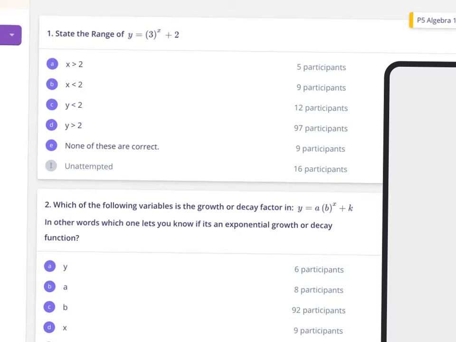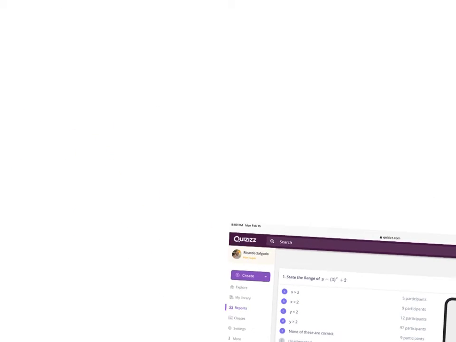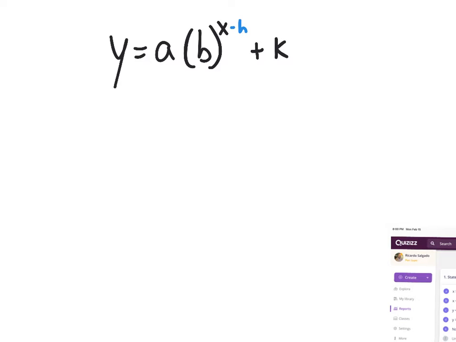Even before beginning with this exponential growth or decay quiz, let's go back and do some simple notes here, all right? We have y equals a times b to the power of x. And in algebra 2, you will have a minus h. That's why I put it in blue. But in algebra 1, we don't have that minus h, but we will have a plus k, all right?